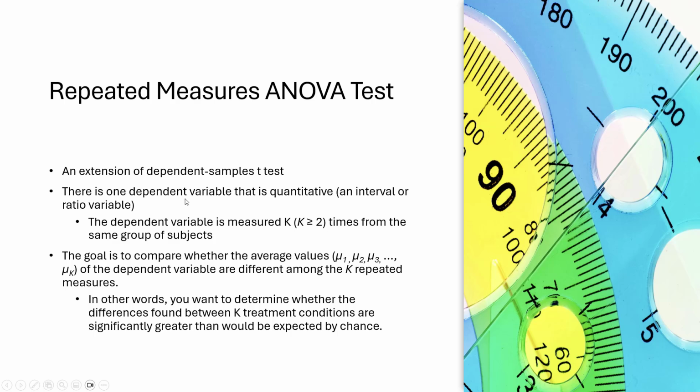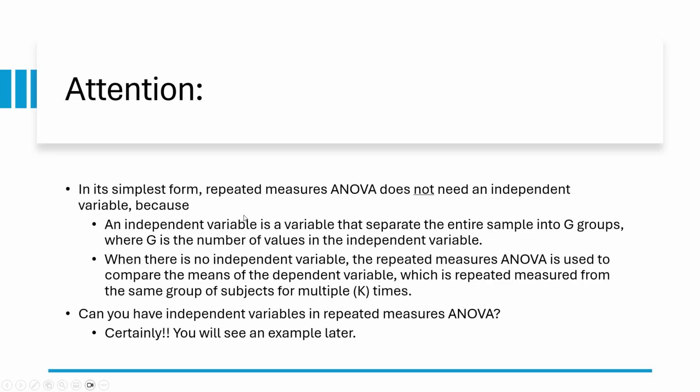In both cases, there is one dependent variable that is continuous. However, a repeated measures ANOVA test is used to compare groups that have been measured multiple times on the same dependent variable. The objective is to determine whether the average values of the dependent variable changed significantly over time across the k repeated measures. In its simplest form, repeated measures ANOVA does not require an independent variable. However, can you have independent variables in repeated measures ANOVA? The answer is yes, and I will provide an example later to illustrate how.